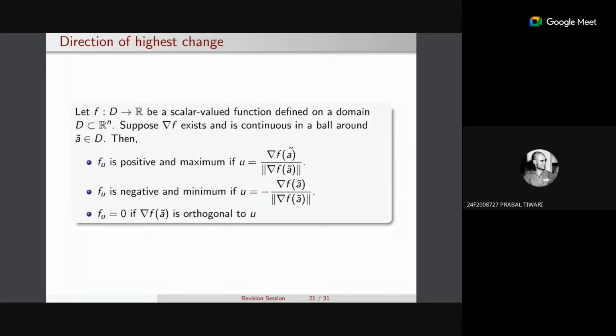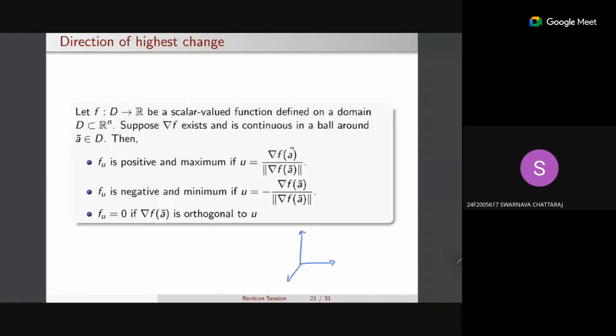Sir, I have a question here. Yes. This orthogonal to u, so u is on the surface of f. U is some direction in the surface of f. U is a direction vector, so it's not in the surface of f or anything.